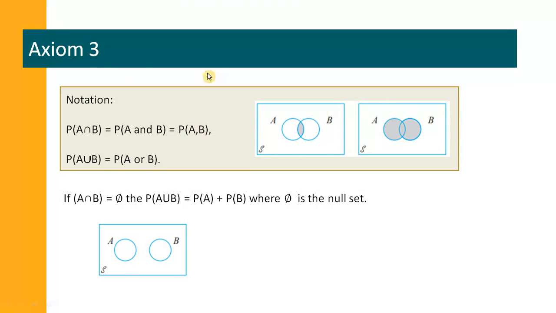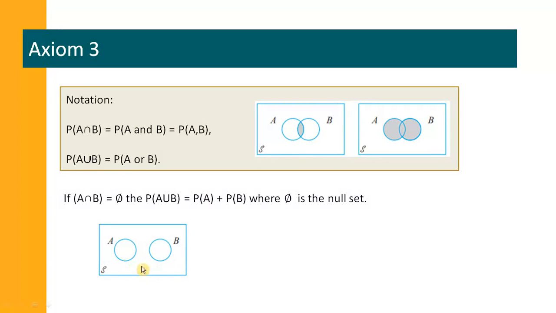And this notation we have already discussed. See, this is event A, this is event B, and this diagram shows A intersection B, and this diagram shows A union B. Instead of intersection, we can say A and B, or A comma B. P of A intersection B, we can say P of A and B or P of A comma B. Similarly, P of A union B, we can say P of A or B.